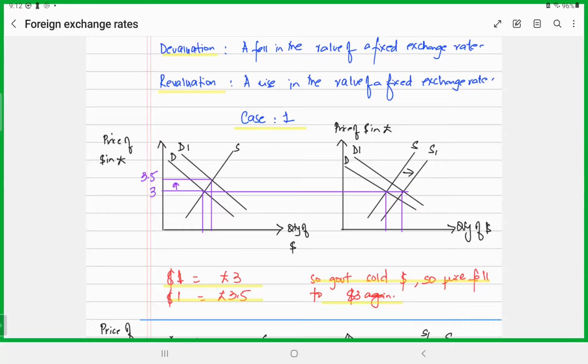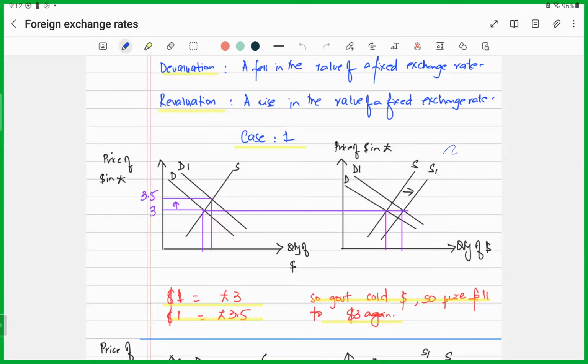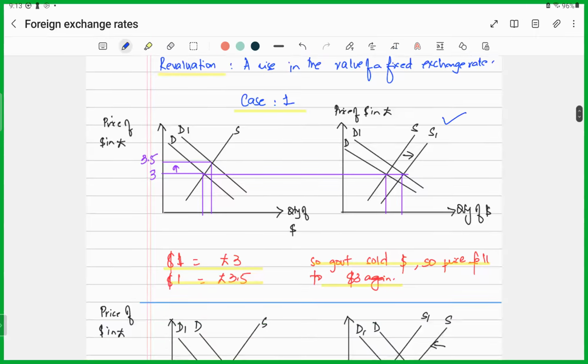Now it's rising beyond the rate that was set. So what does the government do? The government has started selling dollars. Notice in the second diagram, what happens? The government starts to sell dollars. Why? So that the price falls back to the set rate, which was $1 equivalent to 3 pounds.